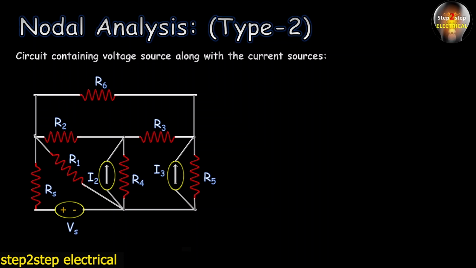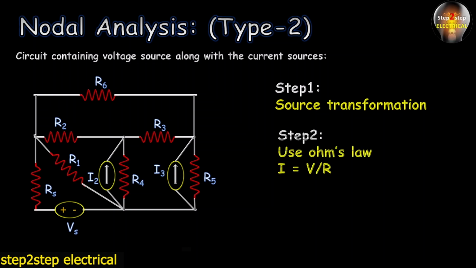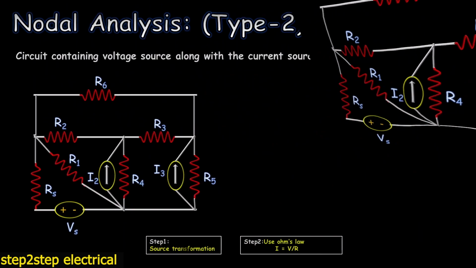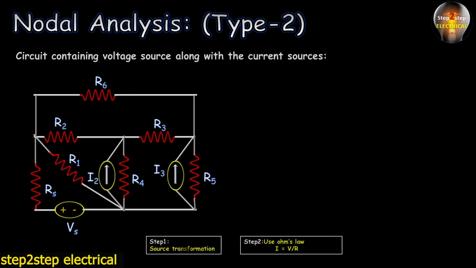Now you can see that this is a circuit. In this circuit there are two current sources, I2 and I3, and along with these current sources there is a voltage source. Now we have to convert this voltage source into a current source. So the first step is source transformation, and this is done with the help of Ohm's law. Nothing, just use I equals V by R. As V and R are known, using I equals V by R we can easily find the magnitude of the current source.